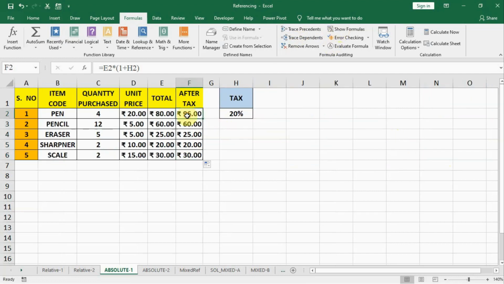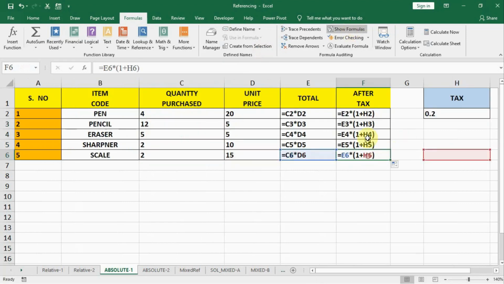In the first case, our tax is okay at 96, but after that you see 60, 60, 25, 25, 20, 20, 30, because tax is not there. Show formulas, there is no tax, so there is no change in the values. We somehow have to fix this problem, and we have to always refer to cell H2.